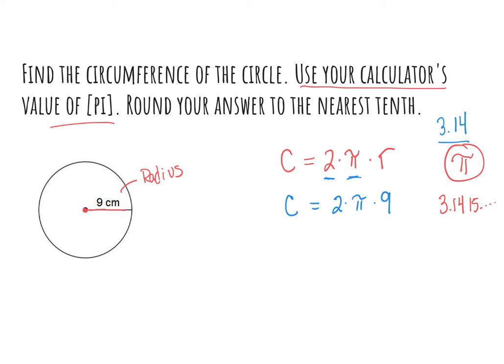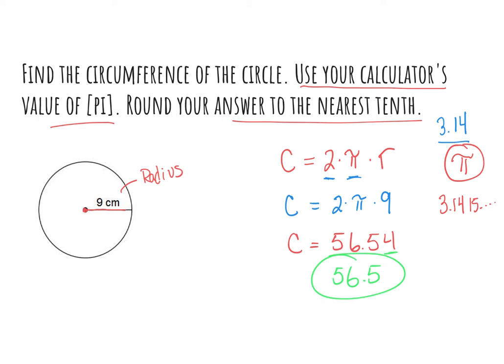So I'm going to go to my calculator and plug in my numbers. So 2 times 9 is 18 times the pi button would give me 56.54. Again, read the directions. We are rounding to the nearest tenth. So that means looking at that second number after the decimal, because it is just 4, it stays at 56.5 degrees. I lied, not degrees, centimeters, because we are talking about distance.